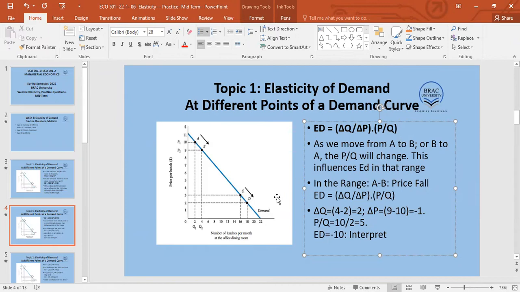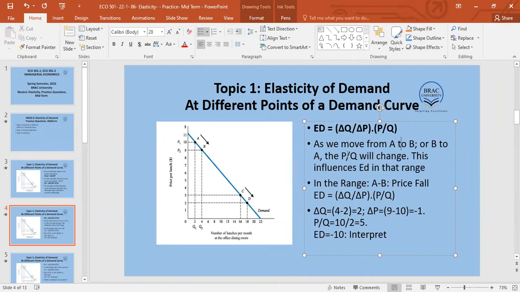By the same argument, if we move from C to D, then P by Q is 3 by 16. If we had moved from D to C, then the P by Q ratio would have been 2 divided by 18. Okay, so C to D, we will get one value of elasticity of demand. D to C, we will get another value of elasticity of demand.